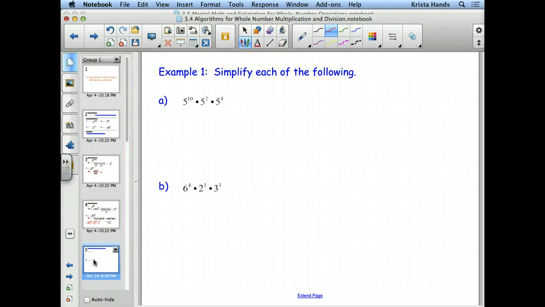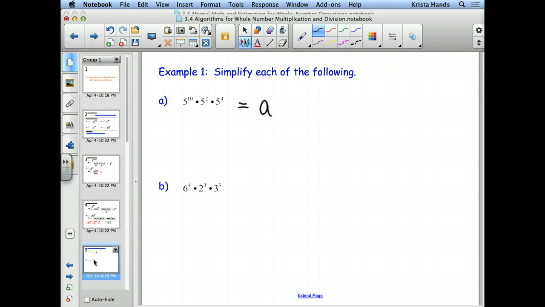So very similar to the last one I just gave you, except that these have some numbers involved. So on the first one, you notice all of the bases are the same. 5, 5, and 5. So we can work through part A just like I did on the previous slide of that red one at the bottom. All right, so you notice we've got 5 to the 10th, 5 squared, and 5 to the 4th. What do we have to do? Just add the exponents.